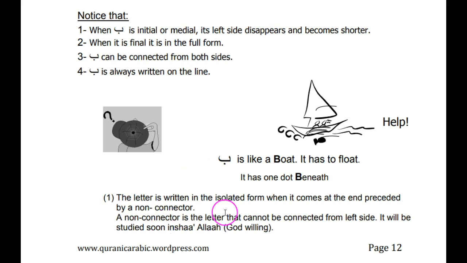The letter is written in the isolated form when it comes at the end, preceded by a non-connector. A non-connector is a letter that does not connect with anything after. A non-connector is a letter that cannot be connected from the left side. It will be studied soon, inshallah.